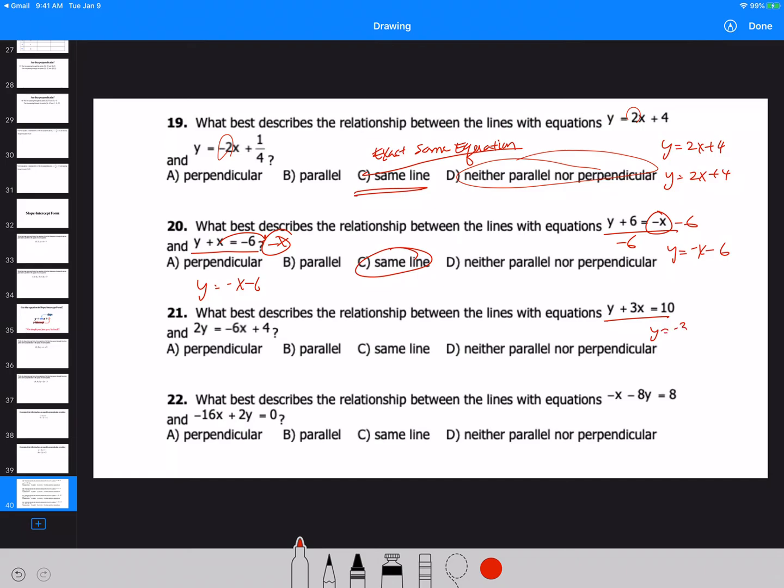This one, y equals -3x plus 10, if you move the 3x to the other side. This one, if you divide everything by 2, you get y equals -3x plus 2. So notice how the slope is the same, so they're going to be parallel.